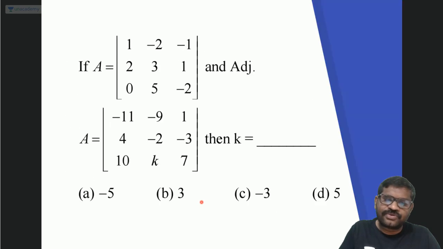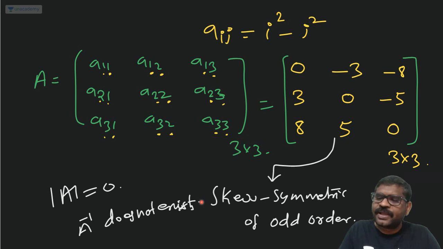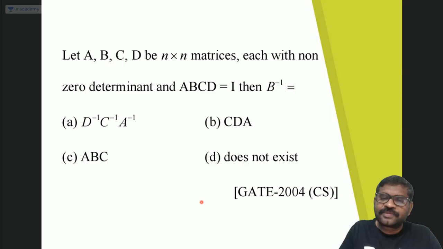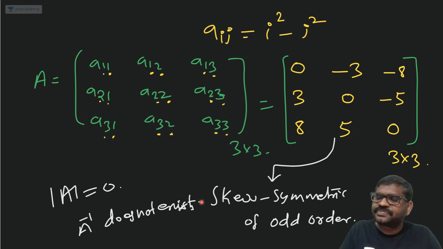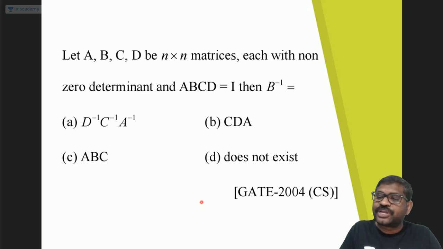Okay, 4 to 5 problems are there, no problem. Observe the next column.